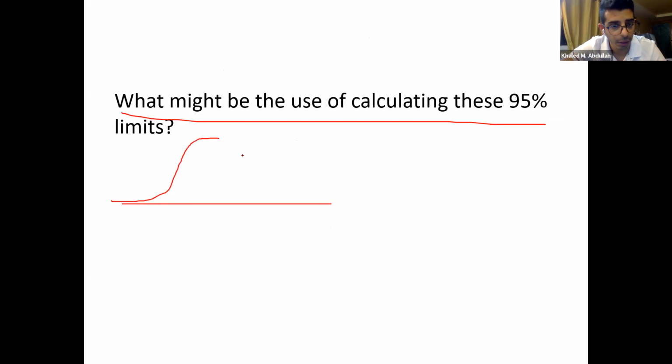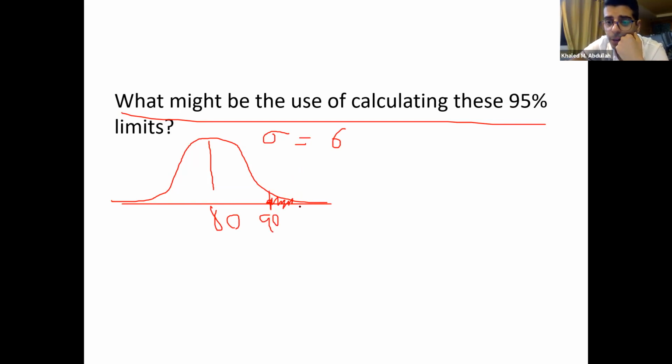This is the distribution, this is the population, the mean is 80, and sigma is 6. I'm interested in point number 90 for whatever reason. Find me 90 and after 90. Are you going to use sigma or SEM? You're going to use sigma, right? Because I never mentioned a sample or anything.